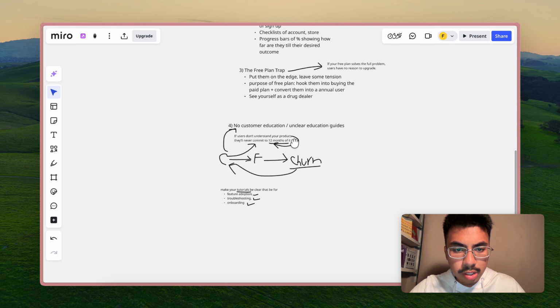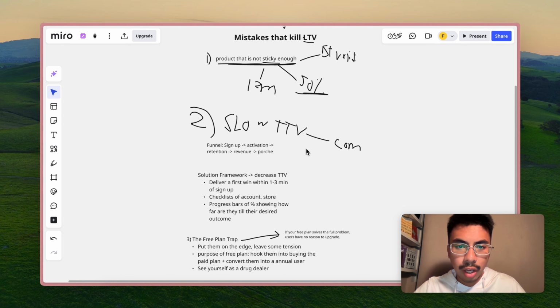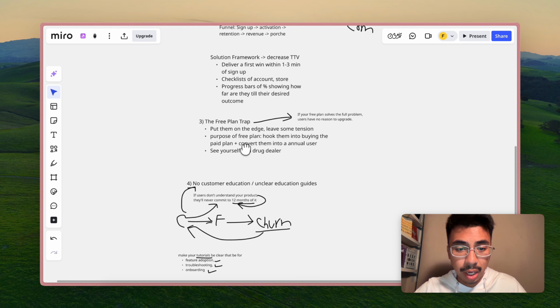And so I mean pretty much, ladies and gentlemen, these are the 4 mistakes that kill your lifetime value. Number 1 is having a product that is not sticky enough. Number 2 is having slow time to value. Number 3 is the free plan trap. And number 4 is having unclear education guides or no customer education at all.